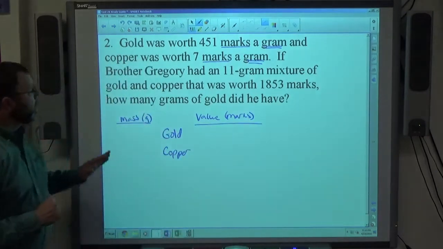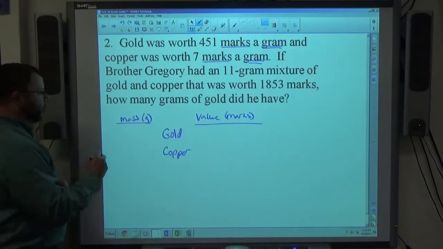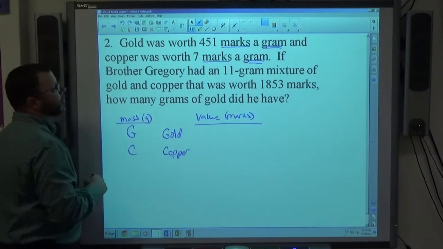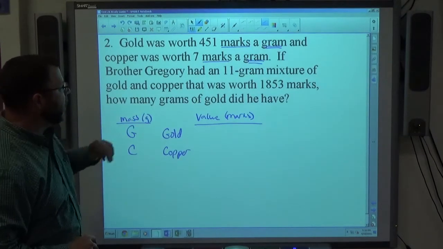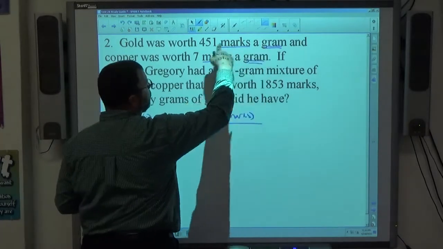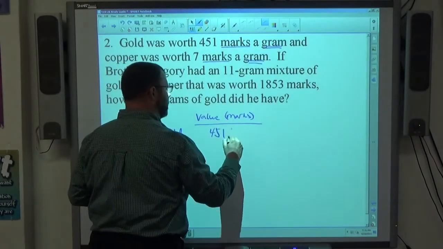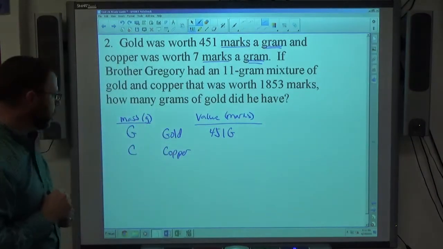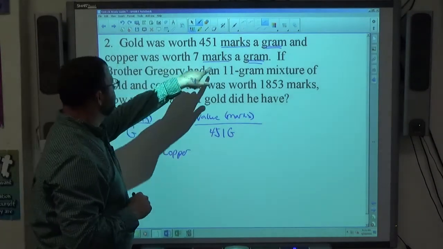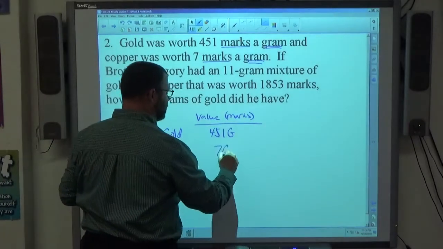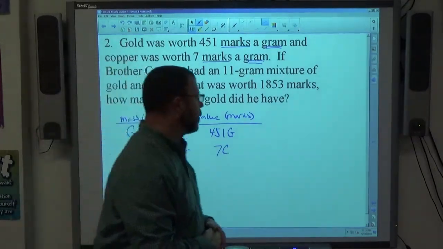Okay. The grams of gold we'll say is G. So G grams of gold and C grams of copper. And as far as value is concerned, every gram of gold is worth 451 marks. We have G grams of gold, so 451G is the value of the gold in marks. And every gram of copper is worth 7 marks. We have C grams of copper, so 7 times C is the value of the copper in marks.